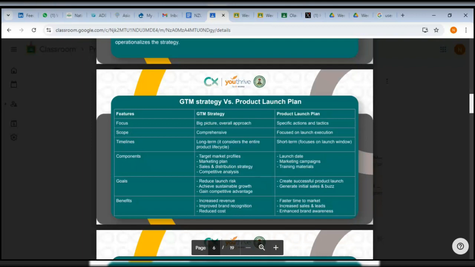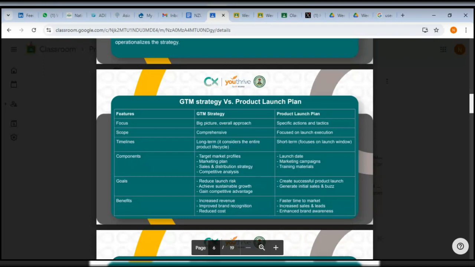Here we have the focus. The go-to-market strategy is the big picture, the overall approach, whereas your product launch plan is specific actions and tactics. And then we have the scope. The go-to-market strategy is more comprehensive, whereas your product launch plan is more launch execution focused, like what do we do to this product to ensure that it's perfectly ready to be introduced to the market.